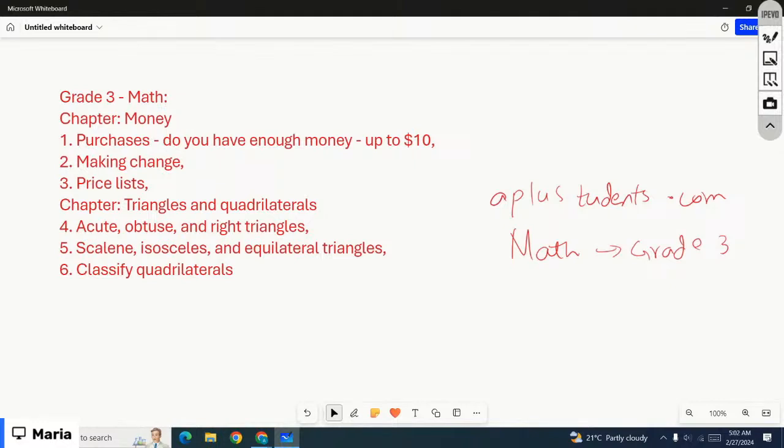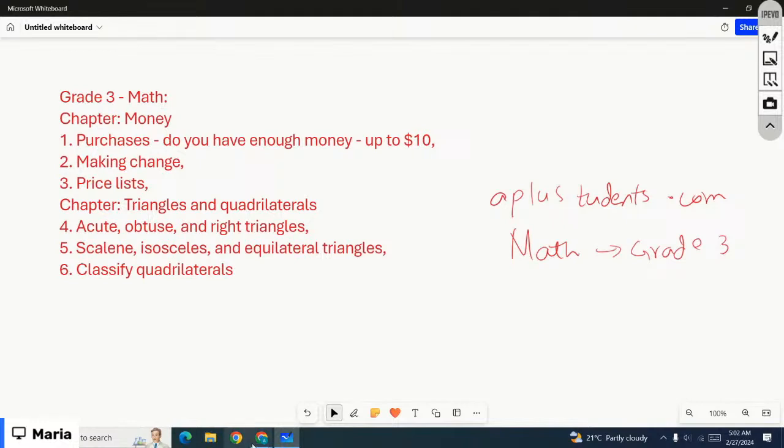We're going to start with the chapter money, and the lessons we're going to cover today are purchases, do you have enough money up to $10?, making change and price list. Then we'll start the new chapter, that is triangles and quadrilaterals. The lessons we're going to cover are acute, obtuse and right triangles, scalene and isosceles and equilateral triangle, and classify quadrilaterals.